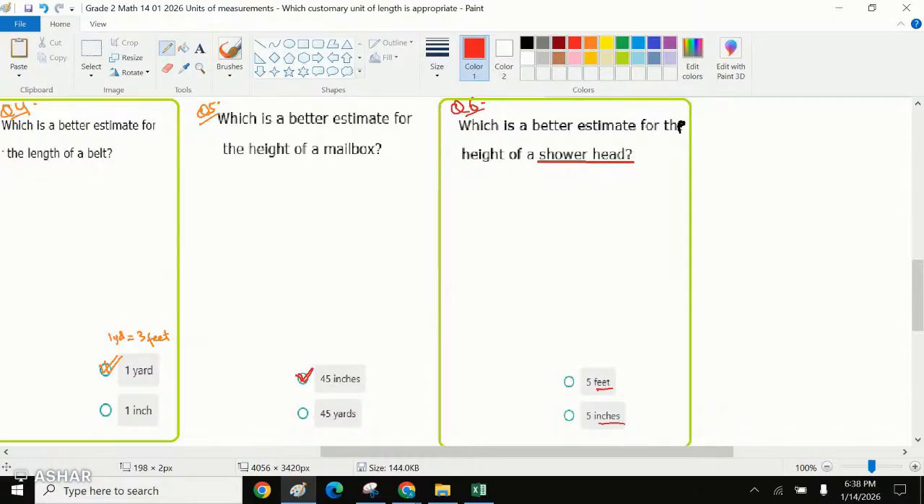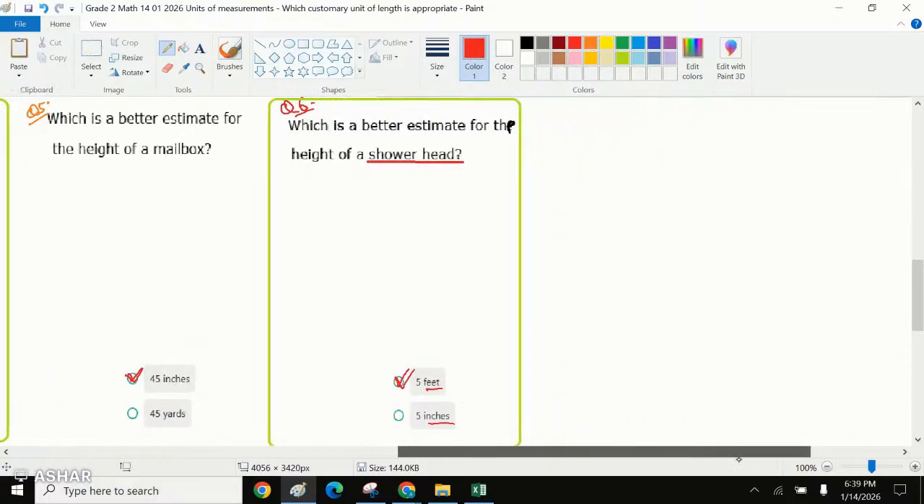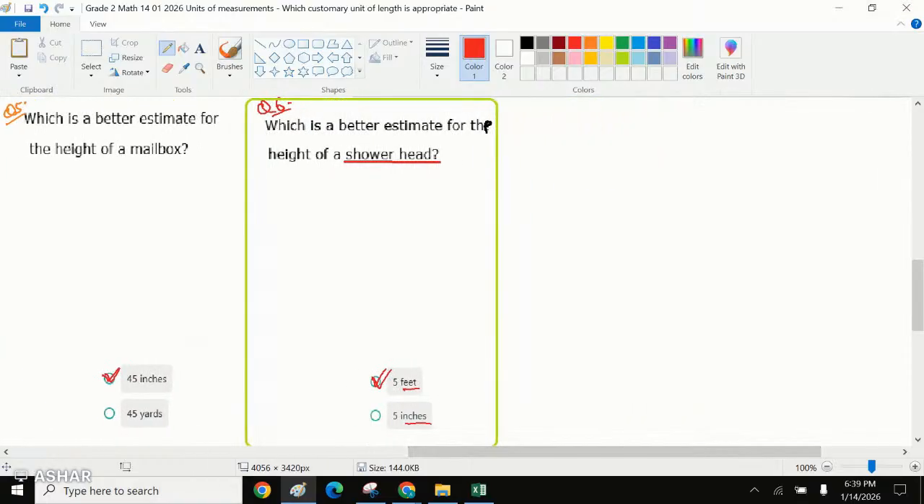So we want the shower head to be above us. So the height of the shower head should be more than our height. And we calculate human height in feet, right? Usually it's feet. So we can say that, yes. Thank you, May. 5 feet is the correct estimate. Thank you. Let's try one more.